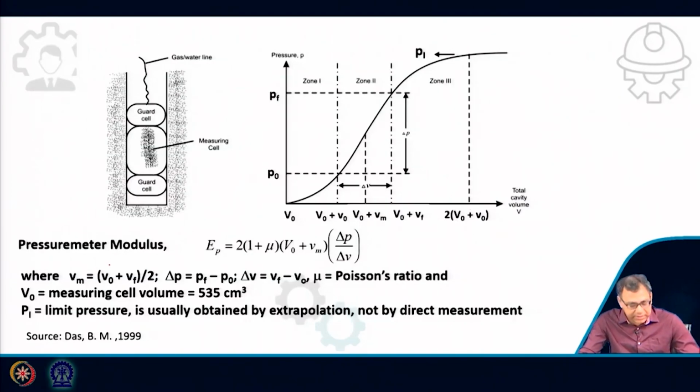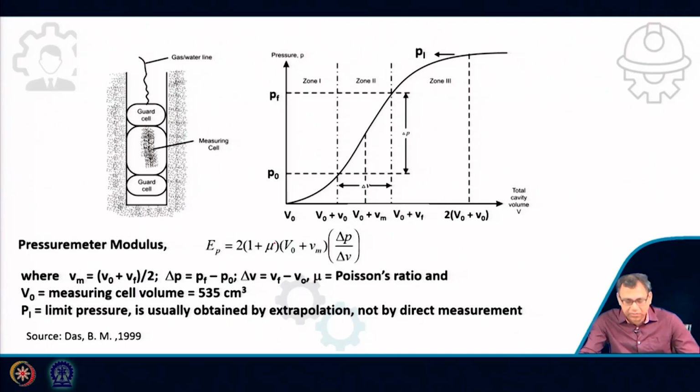So, you can see Vm is V0 plus Vf divided by 2, delta P is Pf minus P0, delta V is Vf minus V0, mu is the Poisson ratio, and capital V0 is the measuring cell volume, which is generally standard at 535 cubic centimeters, and PL is the limit pressure that I have discussed. From there I will get the pressuremeter modulus. That pressuremeter modulus will be used to determine the dynamic soil properties. So the pressuremeter modulus is calculated by using these expressions.